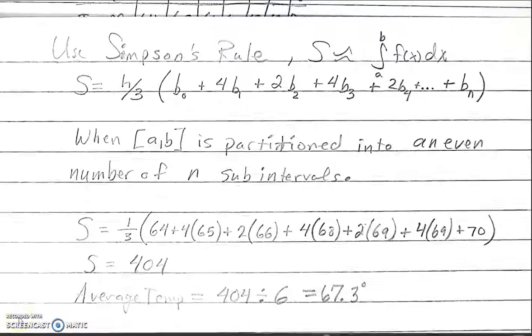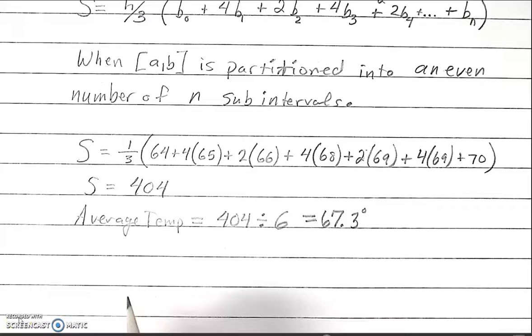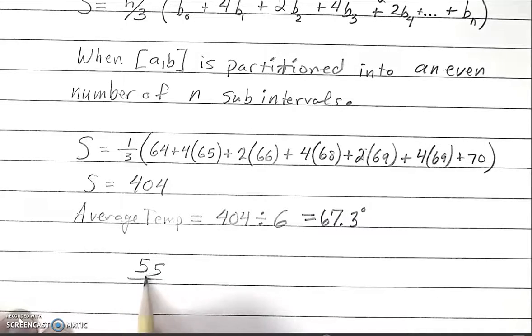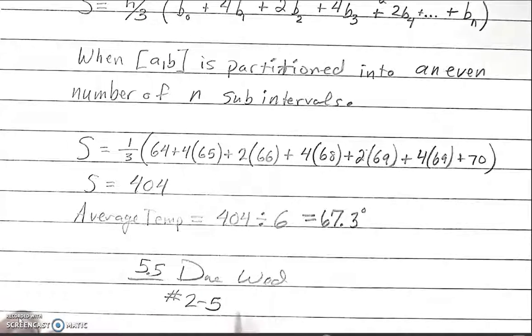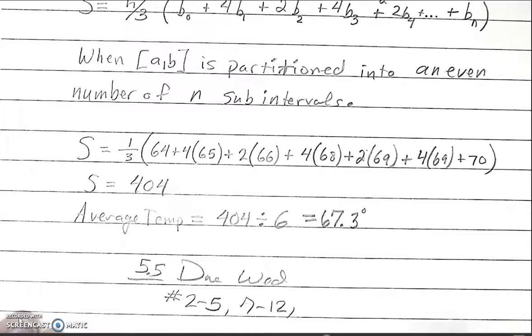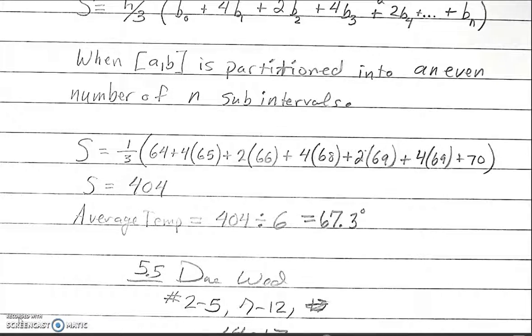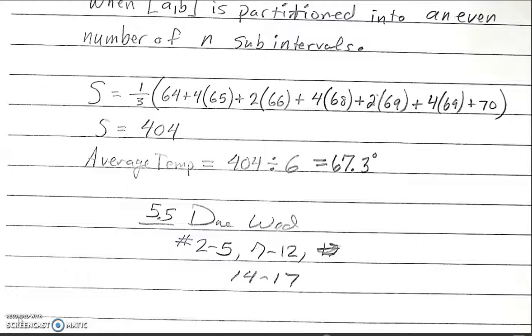All right. The 5.5 assignment will be due Wednesday. It's numbers 2 through 5, 7 through 12, which 2 of those problems in there, 2 and 8, were hopefully done already today. And then 14 through 17.